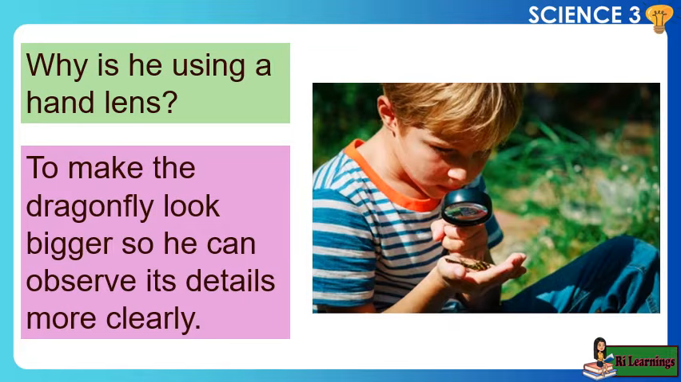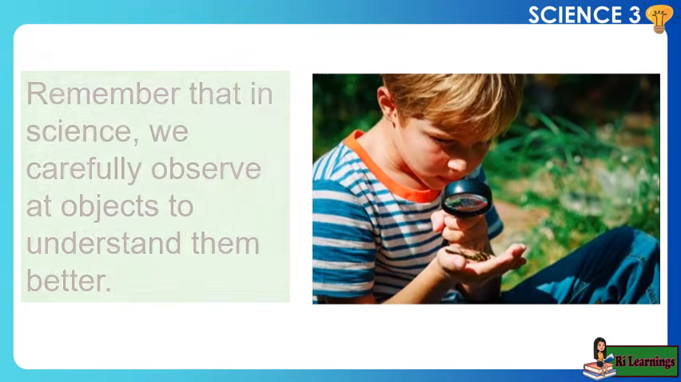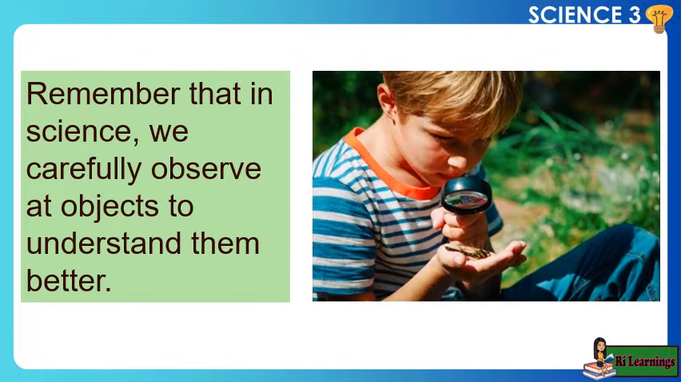Why is he using a hand lens? To make the dragonfly look bigger so he can observe its details more clearly. Remember that in science, we carefully observe objects to understand them better.